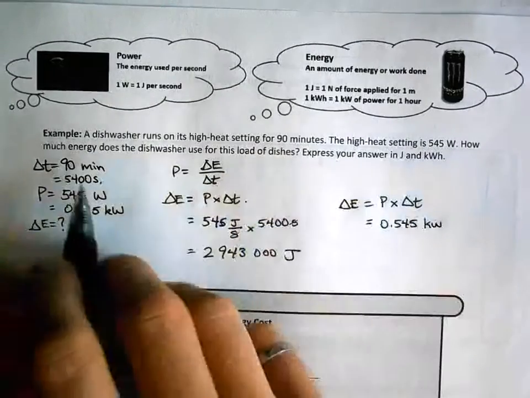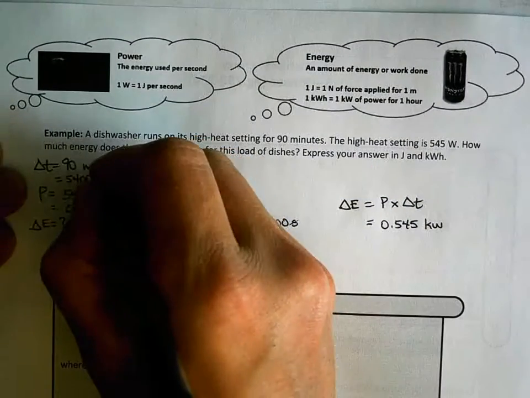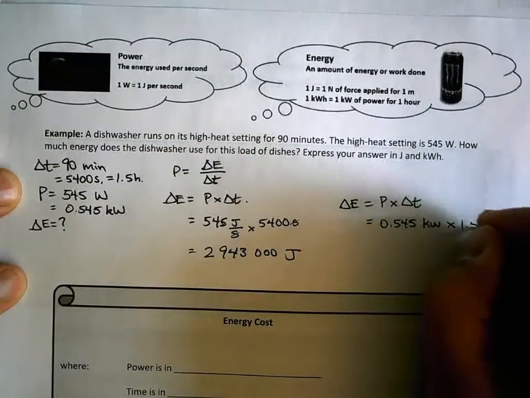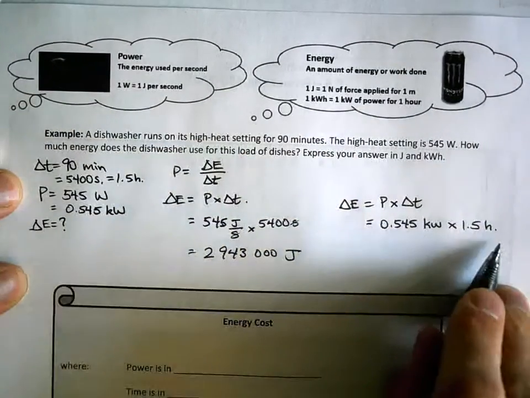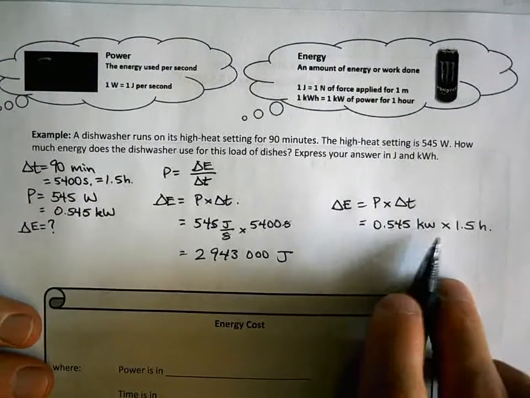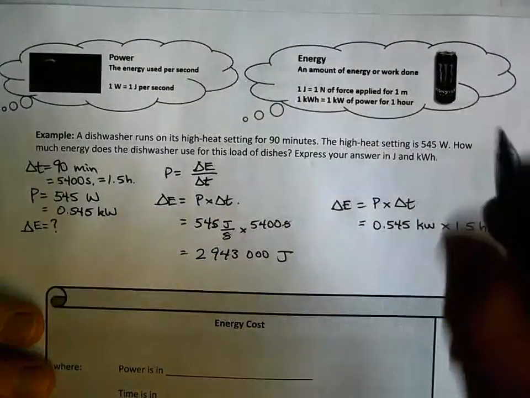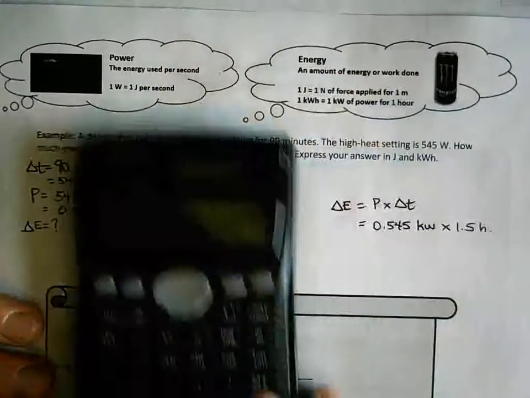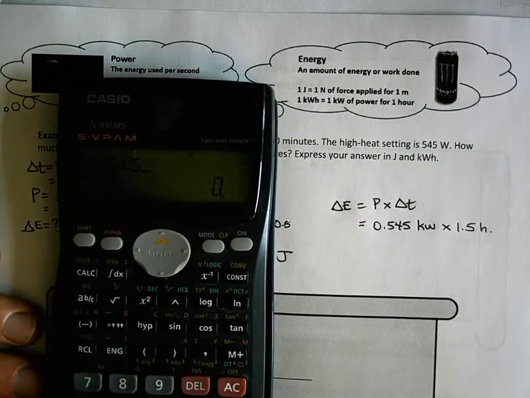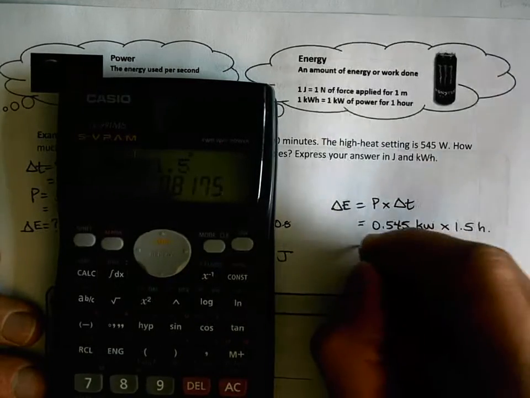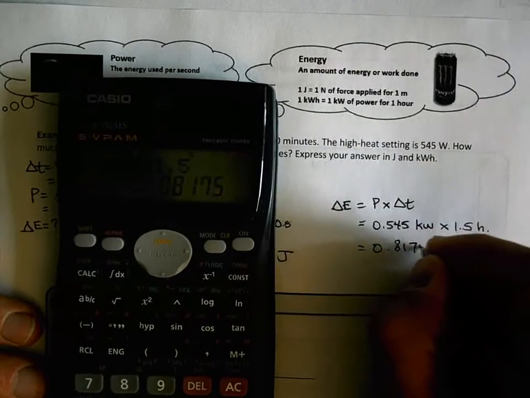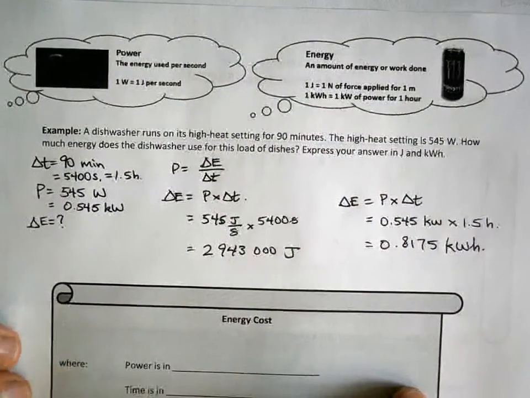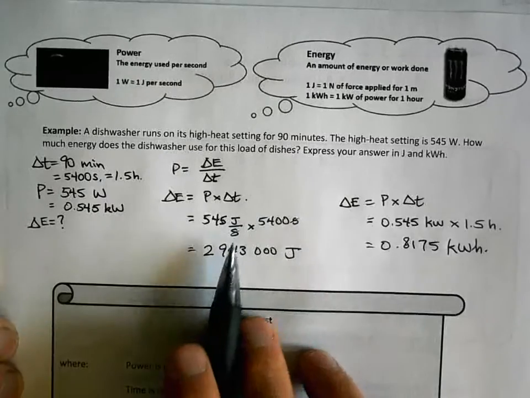And then how do I make sure that it's kilowatt hours? Well, this time should be converted to hours. 90 minutes is 1.5 hours. So multiply by 1.5 hours. When I multiply through, my kilowatt and my hours join together, right? This is technically kilowatt times hour, but we often just say kilowatt hour. 0.545 times 1.5 equals 0.8175 kilowatt hour.